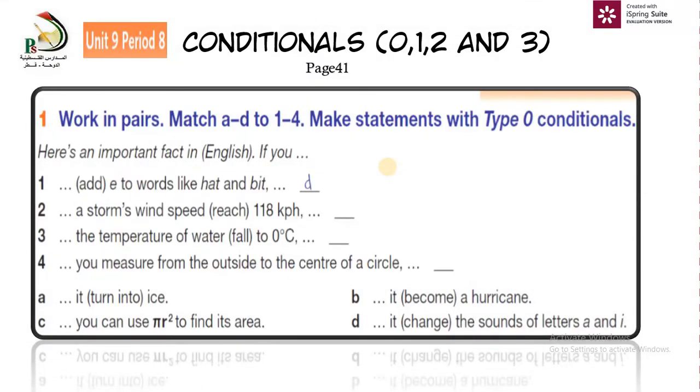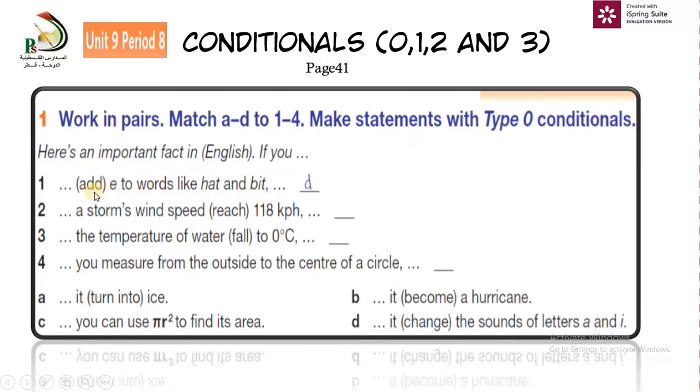Let's start with activity number 1. It is talking about facts, so it means that we are going to make statements with type 0 conditional. You are required to match A to D to 1 to 4. You'll match them and then check the answers with me. Pause the video here in order to note down your answers.